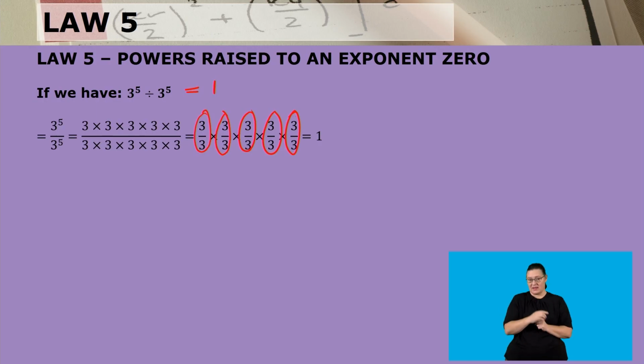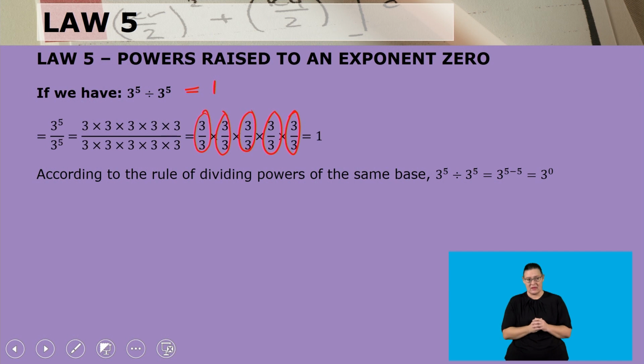But of course, we already knew that because according to the properties of 1, when you divide a number by itself, the answer is going to be 1. But what about our exponent laws that we learned before? Now, according to the rule of dividing powers of the same base, 3 exponent 5 divided by 3 exponent 5 is equal to 3, and in the exponent there, we are going to subtract those exponents, that is 5 minus 5. And that gives us 3 exponent 0.